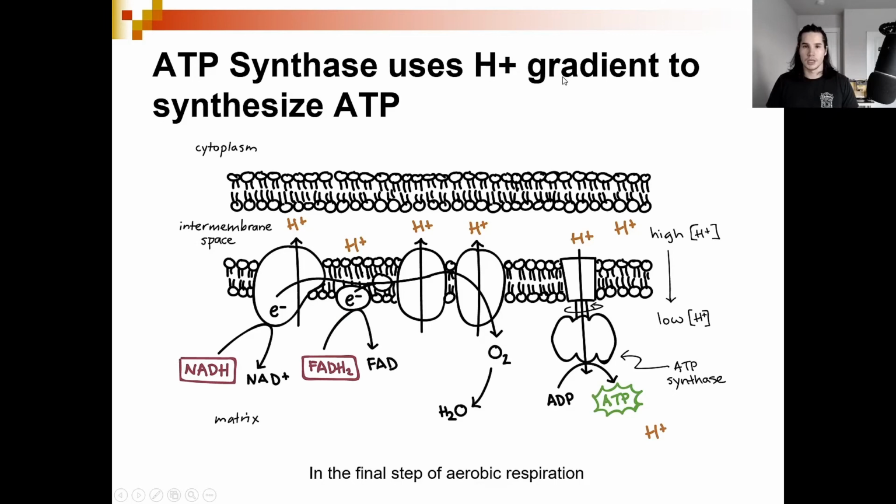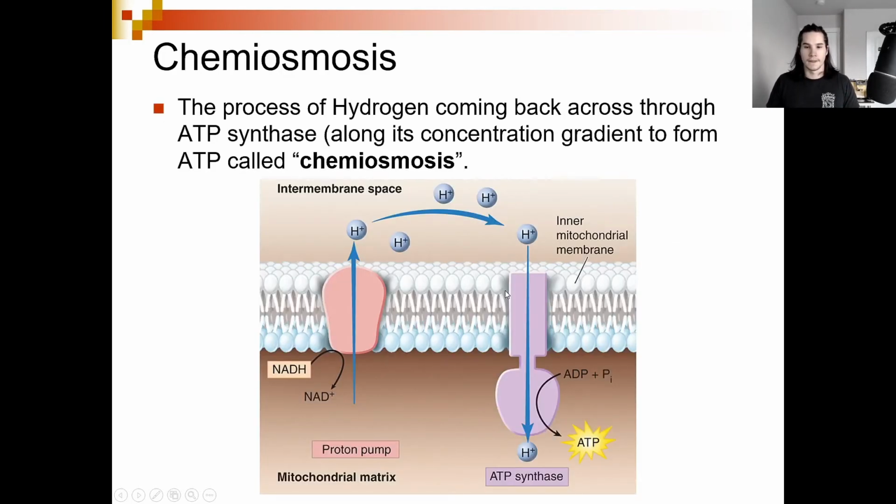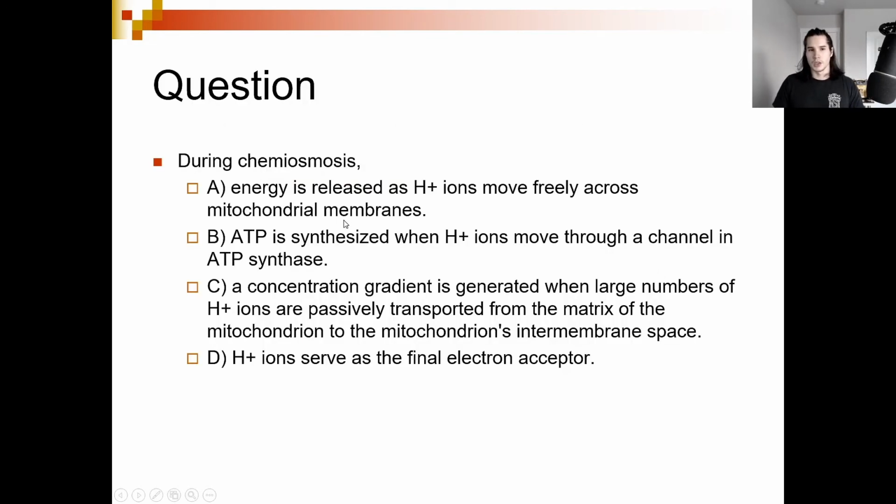So it uses the hydrogen gradient to synthesize ATP. And that whole process, the process of moving hydrogen through ATP synthase to generate ATP, is called chemiosmosis. The process of hydrogen coming back across through the ATP synthase along its concentration gradient to form ATP is called chemiosmosis. So during chemiosmosis, let's see what's true.